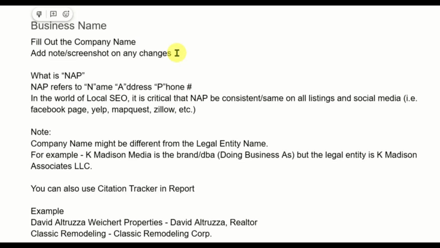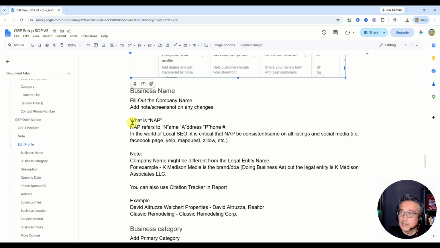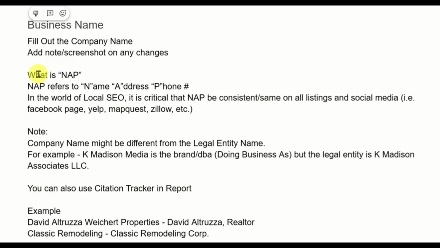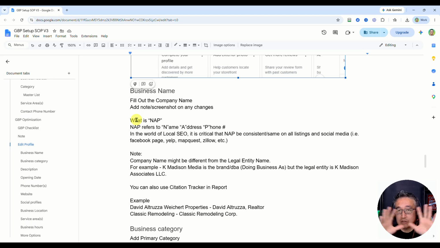All right. So before we go and talk about business name, I want to talk about what is very important in the world of local SEO, which is called NAP: name, address, and phone number. It is critical that NAP be consistent, or the same, across all listings and social media everywhere. I'm not going to go into the whole explanation, but that is very important.